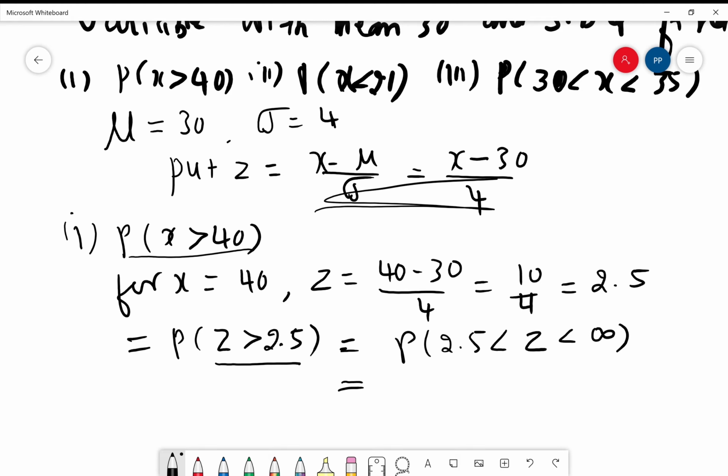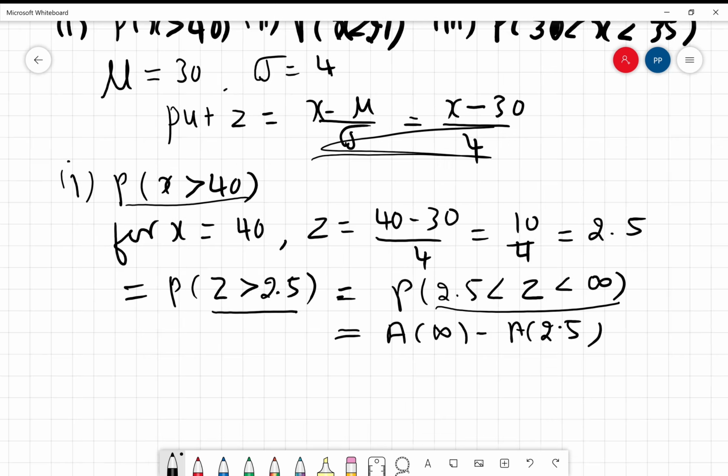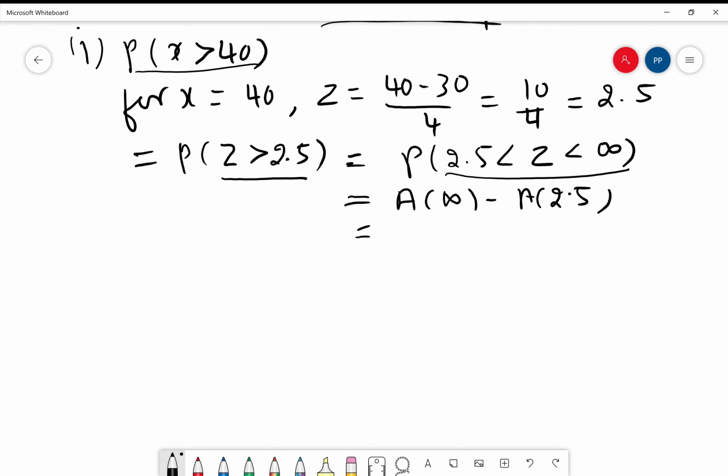So probability over a positive interval in z is phi of upper limit minus phi of lower limit, which is phi of infinity minus phi of 2.5, and we know that phi of infinity is 0.5. So this value is 0.5 minus phi of 2.5. From the table, we get phi of 2.5 as 0.4938. Simplifying, this becomes 0.0062.